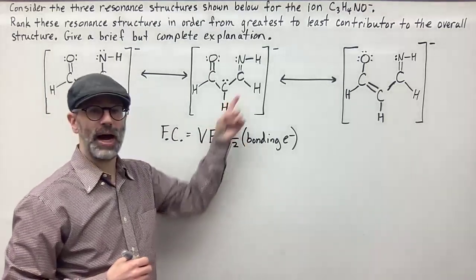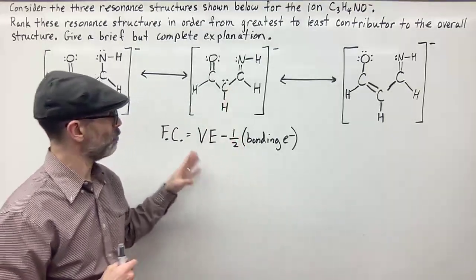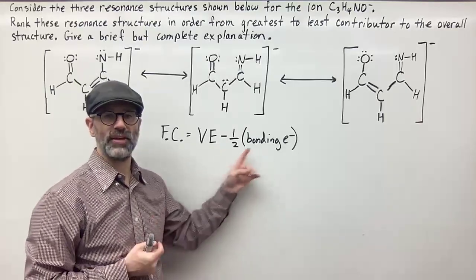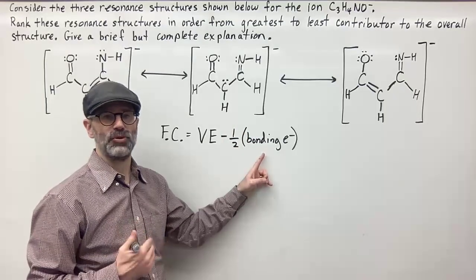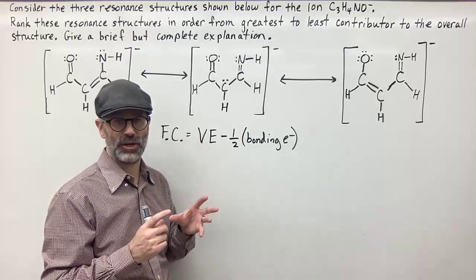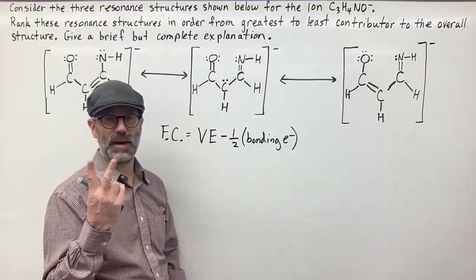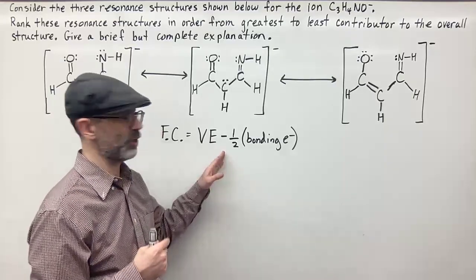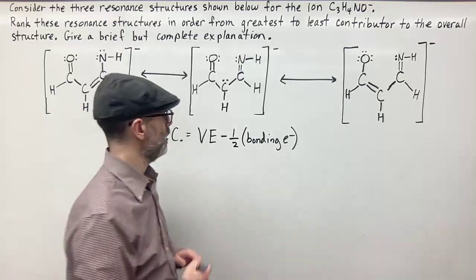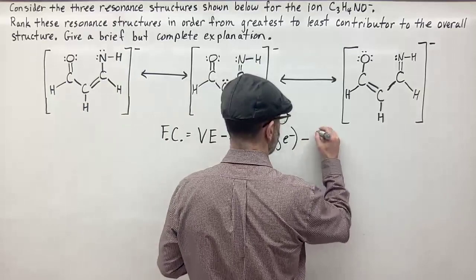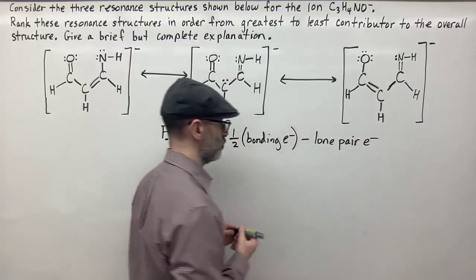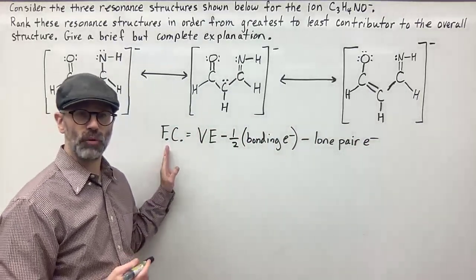For each bond, you're going to count the bonds around the atom that you're interested in and take half of that. So basically, you're going to subtract out 1 electron for each bond that the atom has around it, because there's 2 electrons in each bond. If you take half of that, that's 1 electron. So you're subtracting 1 electron for each bond the atom has. And then you're going to subtract out lone pair electrons as well. And that'll give you the formal charge.